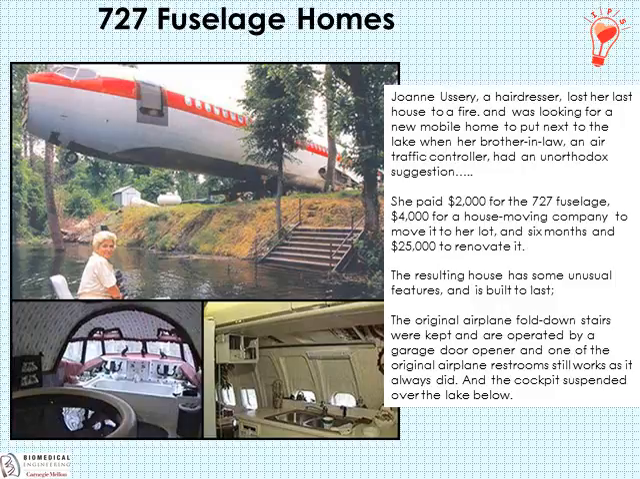Here's a very interesting makeshift home. It's fashioned from a passenger airplane. Joanne Usery, a hairdresser, lost her last house to a fire, was looking for a new mobile home to put next to the lake when her brother-in-law, an air traffic controller, had an unorthodox suggestion. She paid $2,000 for a 727 fuselage, $4,000 for a house-moving company to move it to her lot, 6 months, and $25,000 to renovate it.